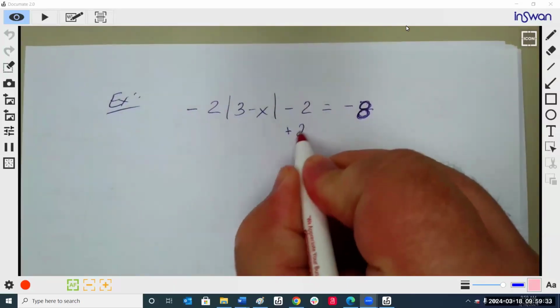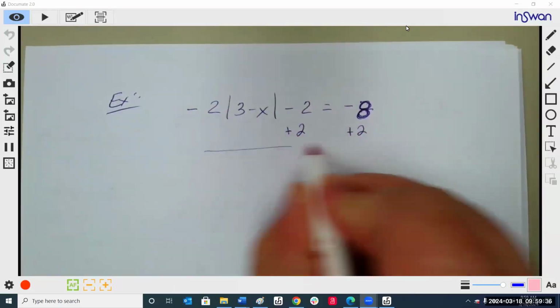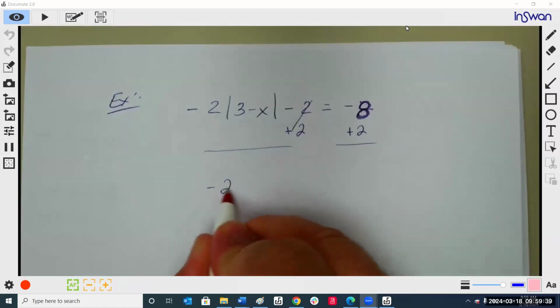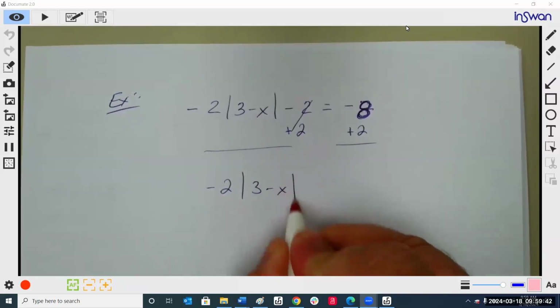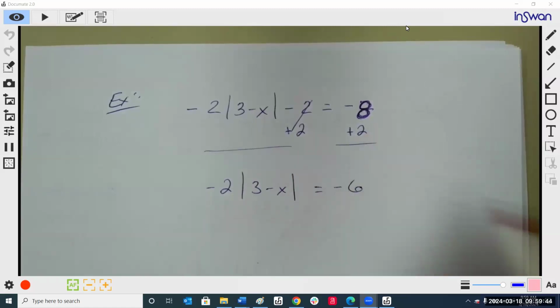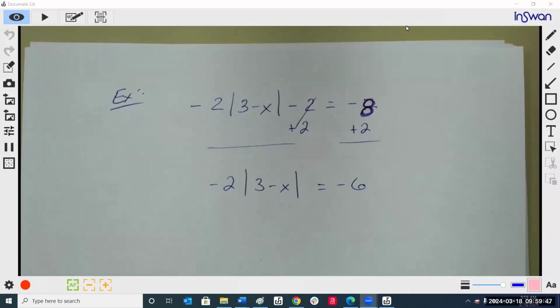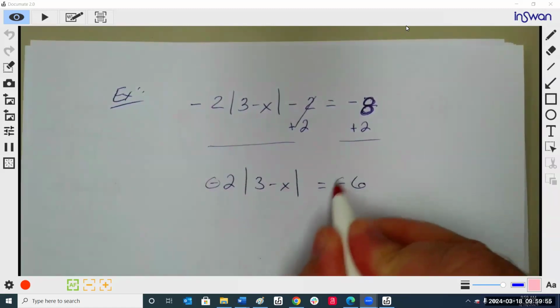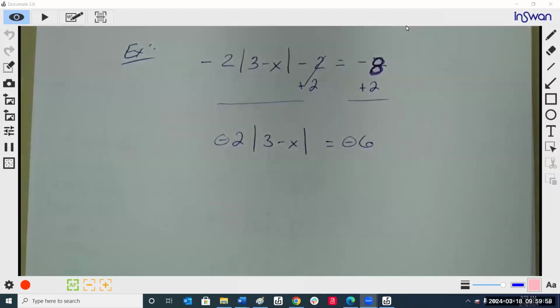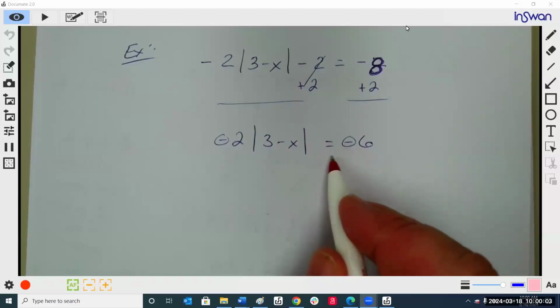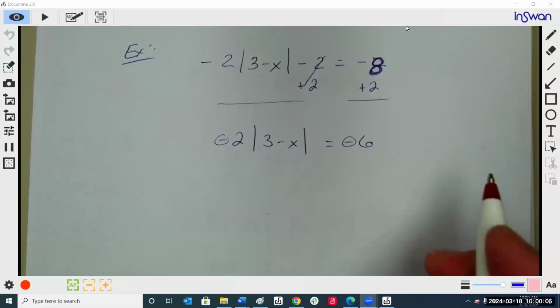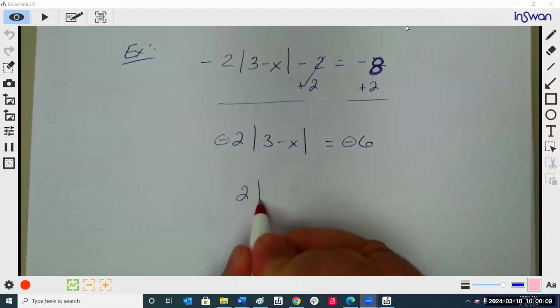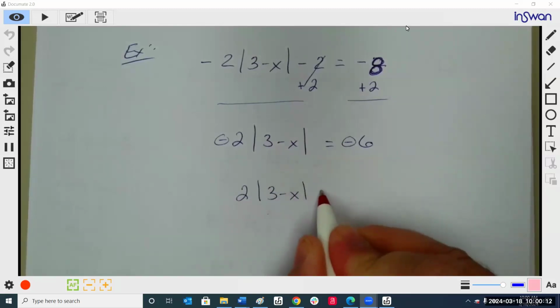So we add 2 to get rid of that one. We have -2 times the absolute value of 3 minus x equals -6. Now what? Try to get away from dividing by negative numbers. Change the signs first, only the coefficients. Change this sign and that sign. Because if you divide, you have this equal sign, you have a dividing line, you have another negative. It's just too many negatives to worry about. So we have 2 times the absolute value of 3 minus x equals 6.